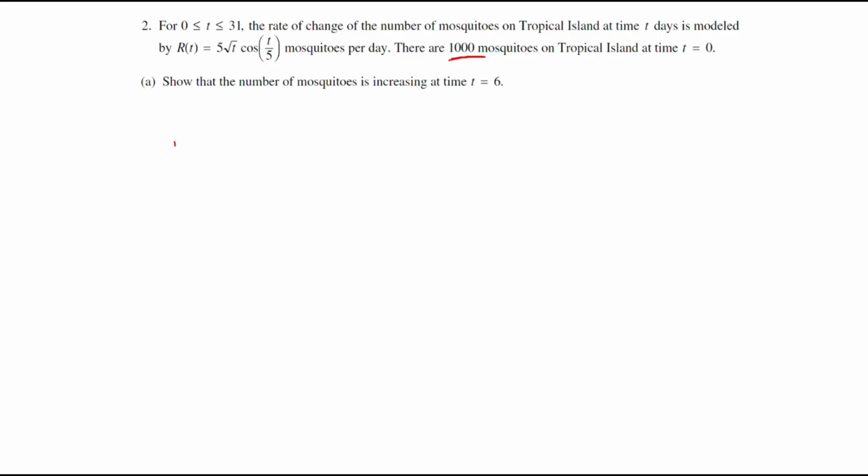In order to do that, we just need to find r of 6, because r of 6 represents the rate of change of the number of mosquitoes. If it's positive, the number is increasing, and if it's negative, it's decreasing.